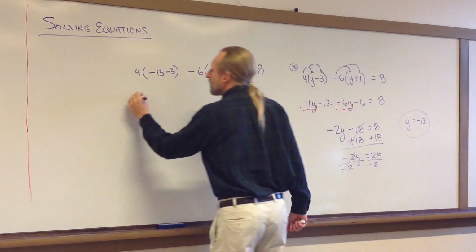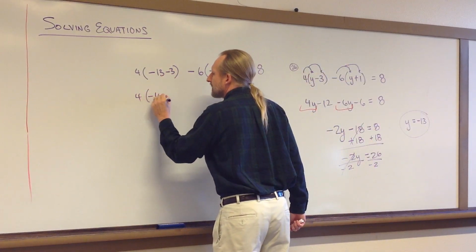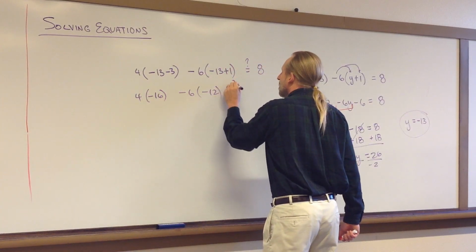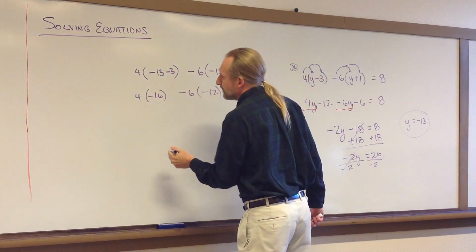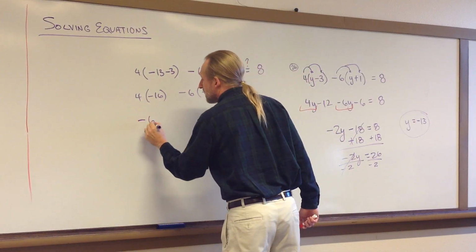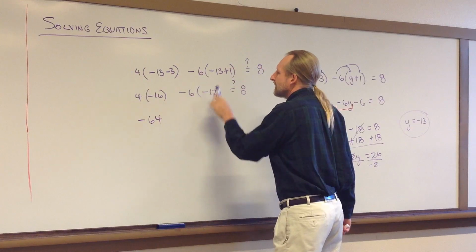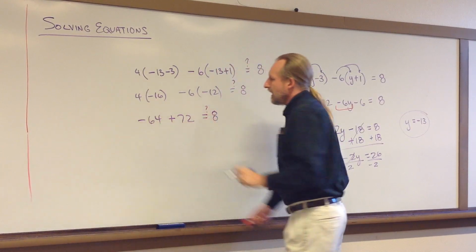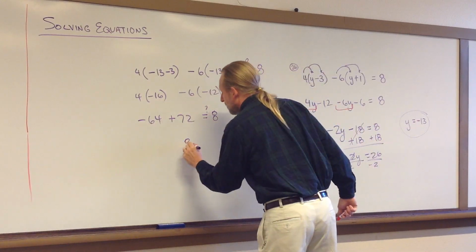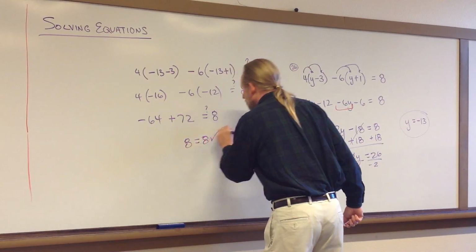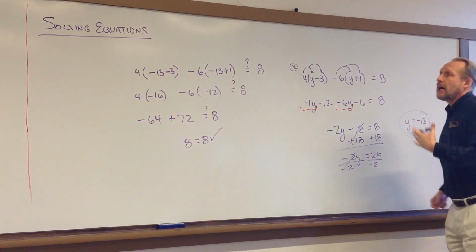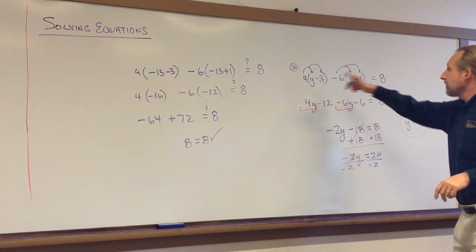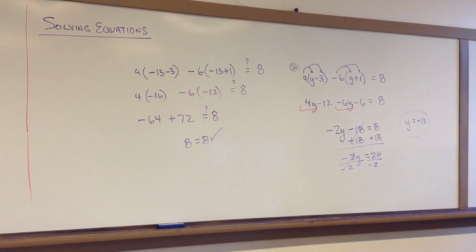Well, let's see. This is going to be negative 16 here. This is going to be negative 12 here. So let's see. 4 times negative 16, that's negative 64. Negative 6 times negative 12 is positive 72. And yeah, 72 minus 64 is 8. And so it checks out. Okay? So like I said, I don't ask that you do that for every problem, but if you're ever not sure, you can plug it in there and double check your work.